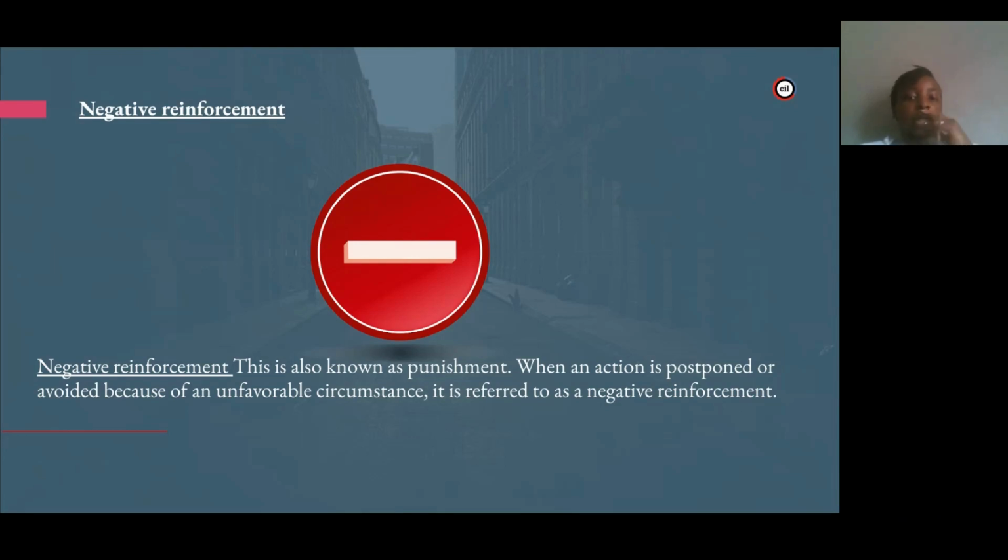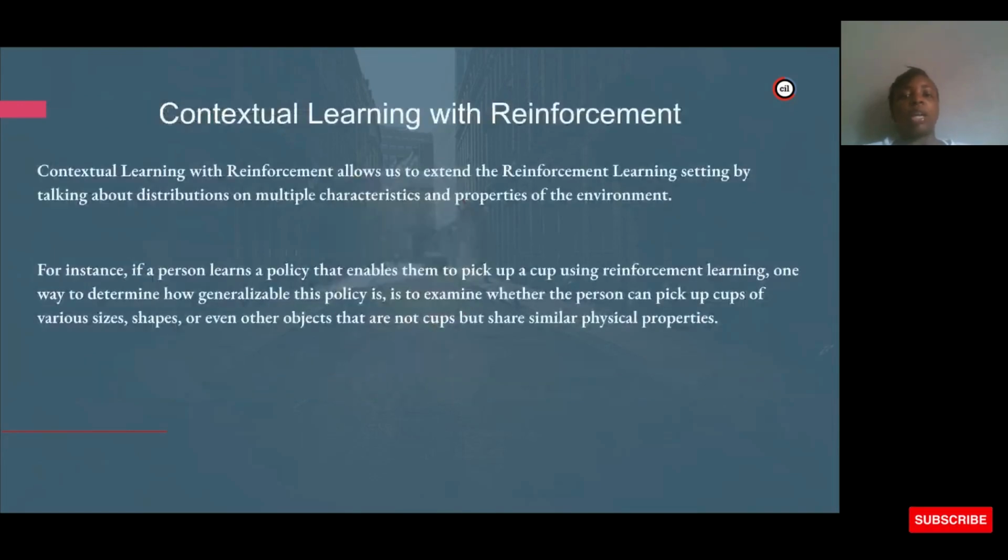We're talking about contextual learning with reinforcement now. So when we talk about contextual learning with reinforcement, it actually allows us to extend the reinforcement learning setting by talking about the distributions of multiple characteristics and properties of the environment.